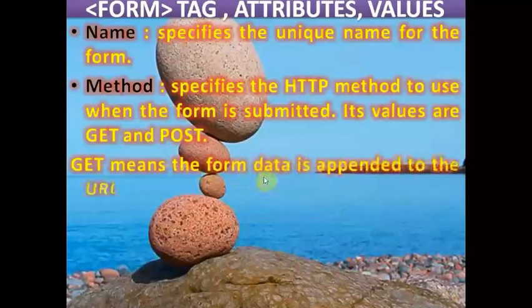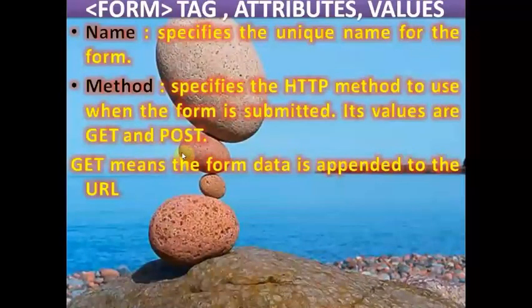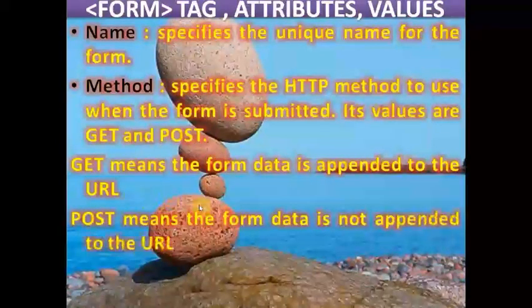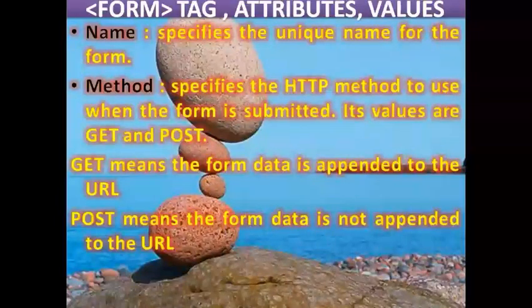Get means the form data is appended to the URL. If you have given the get value along with the method attribute, it means the data will be appended to the URL in the web browser. But if you have given post, then the data will not be appended to the URL in our browser window. It means the data will be sent to the specified URL securely, so that nobody can see the actual data that is being transferred to the URL.